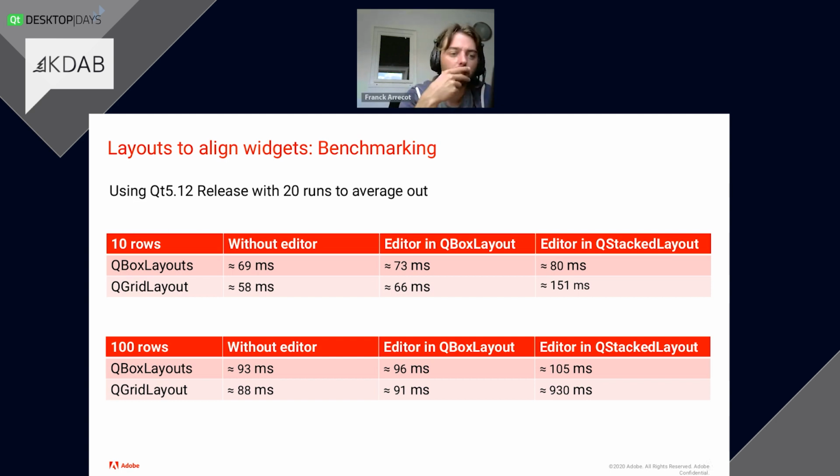So we wanted to know a bit more about that, because 10 rows is not so much. What happens if we put 20, 30, 40? Then we just ran with 100 rows. And with 100 rows, we have some weird issues: QStack layout and QGrid layout actually took almost a second to display what should be super fast compared to the rest of the solutions.